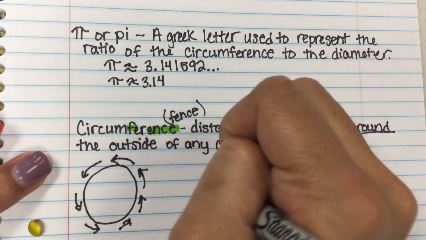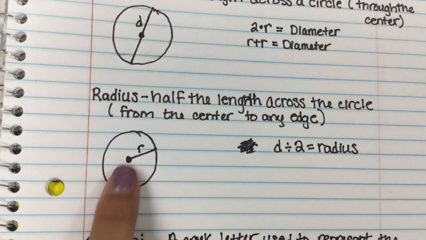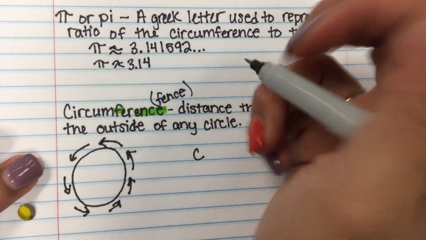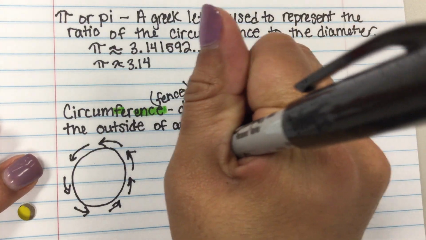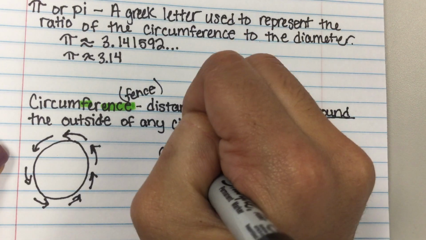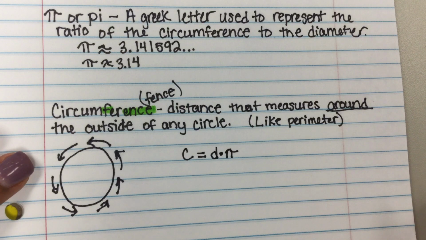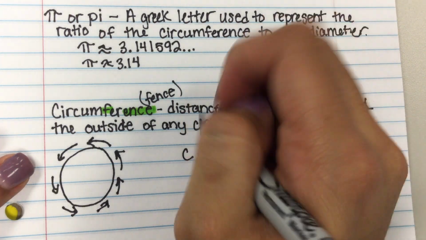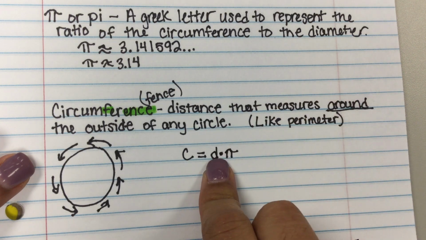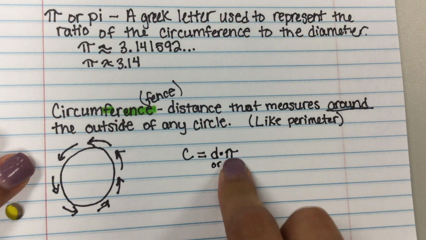We would use C for circumference, like up here I said. We would use D for diameter, R for radius. Down here we're going to use C for circumference, and so circumference equals diameter times pi to figure out the circumference. Because if you were given the full distance across your circle, you could use that, times it by pi to get circumference.